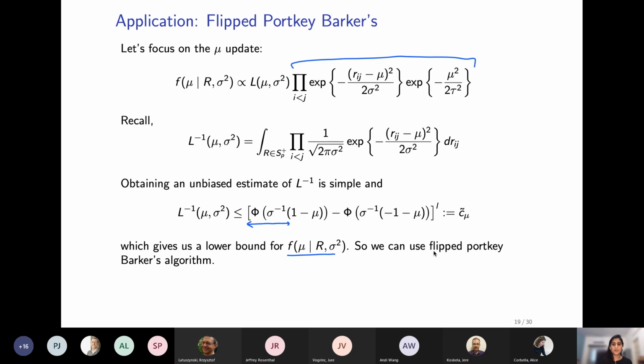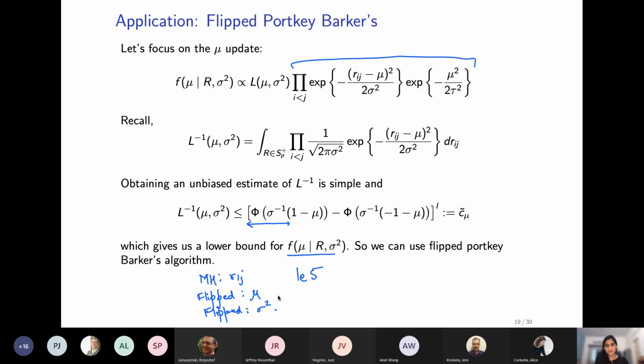Okay, so here we can use the flipped Portkey Barker's algorithm and go ahead. So what we're going to do is regular MH steps for each Rij. Then we're going to do flipped Portkey for mu. Then we're going to do a flipped Portkey for sigma squared as well. Okay, and the first set of plots I'm going to show you is going to be a run. I run this Markov chain for a length of 100,000.